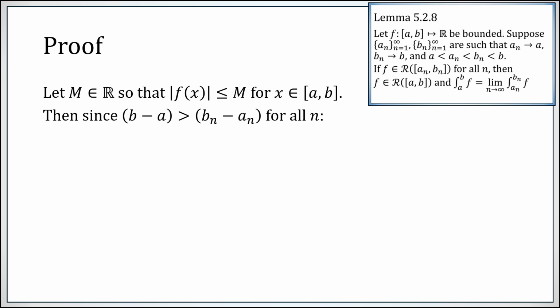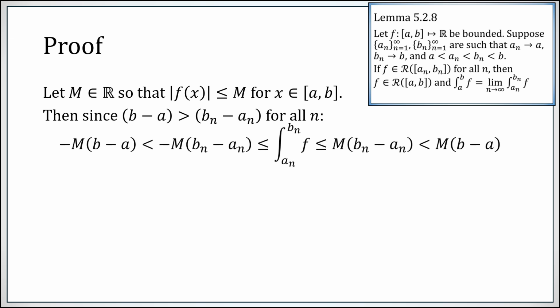Now, since the interval from an to bn is a subinterval of the interval from a to b, we have the following inequality. b minus a, the length of that interval, is bigger than bn minus an. So, with that in mind, we get the following. Assuming f can be integrated from an to bn, that is an assumption in this lemma, the value of the integral is certainly in between the upper bound on the absolute value and the lower bound, minus 1 times the absolute value. In other words, capital M and minus M are upper and lower bounds on the function overall, times the length of that interval.